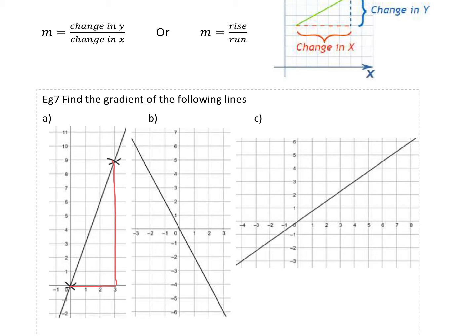We then can measure this change in the y values. The y changes from 0 and goes way up to 9. So that change in y, or the rise in that triangle, is 9. And then how far does it run across? It runs 3 across, or you can see the difference in the x values is 3 and 0. 3 take away 0 is 3. So the gradient of that line is the change in y, or the rise, 9, divided by the change in x, the run, 3, and that gives you 9 divided by 3, which is 3.